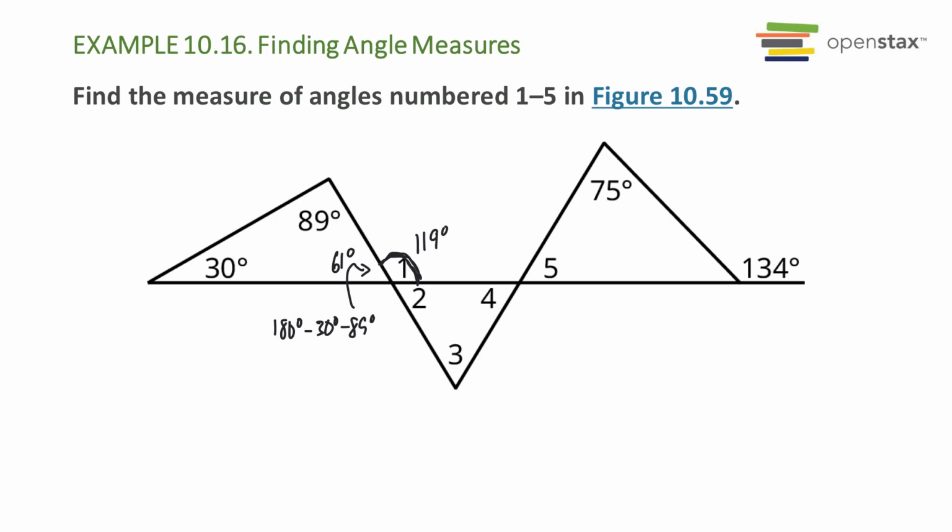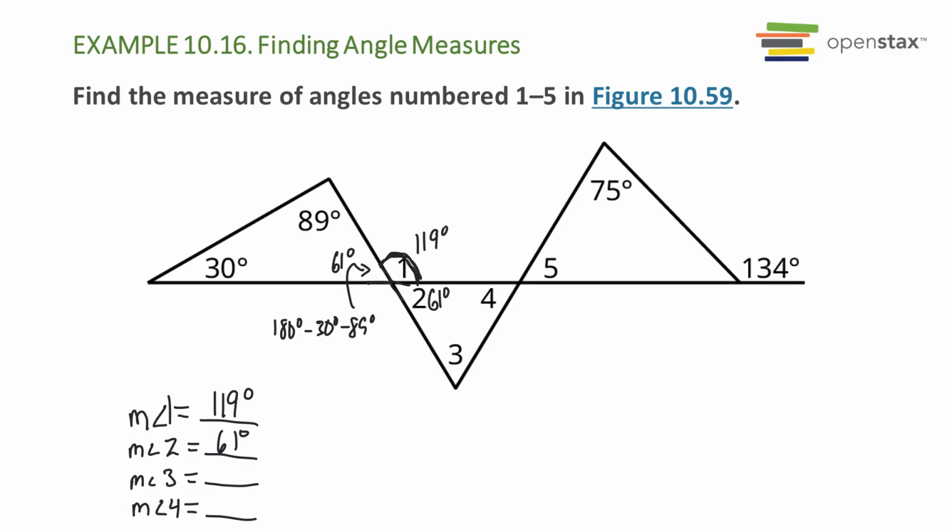Now 2 I get for free. I could have said that because these are vertical angles. You see right here, this makes a V, so they're vertical angles. So that's 61 degrees for angle 2. I'm going to come over here to make sure I'm keeping track of all this. The measure of angle 1 is 119 degrees. The measure of angle 2 is 61 degrees. We can't find 3 and 4 yet because we have 2 missing angles. We really need to have only 1 missing angle before we can make the leap to find them.